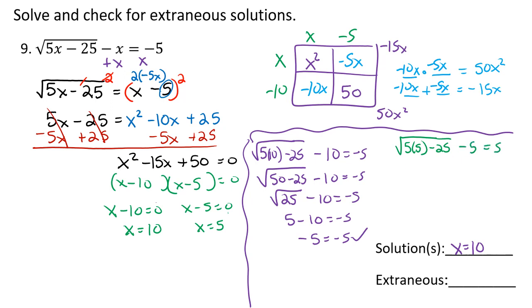So 5 times 5 is 25. So 25 minus 25 is 0. The square root of 0 is 0. So -5 equals -5. That also works. So x equals 5 is also a solution.